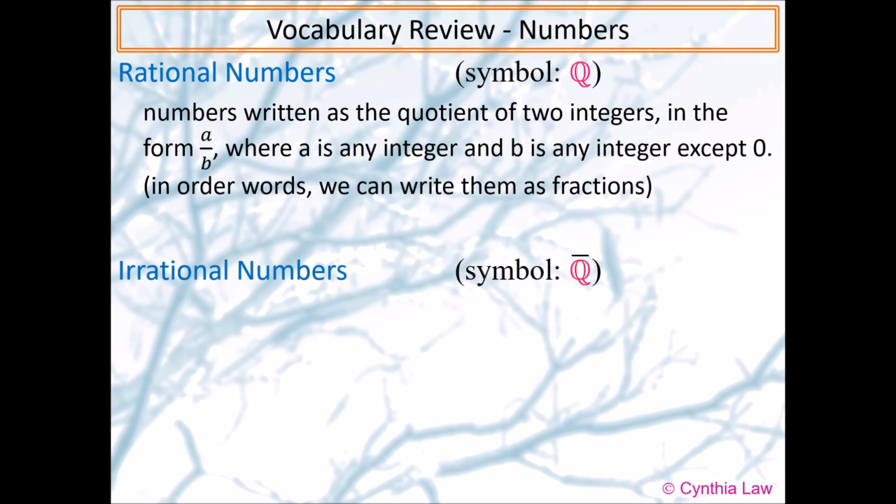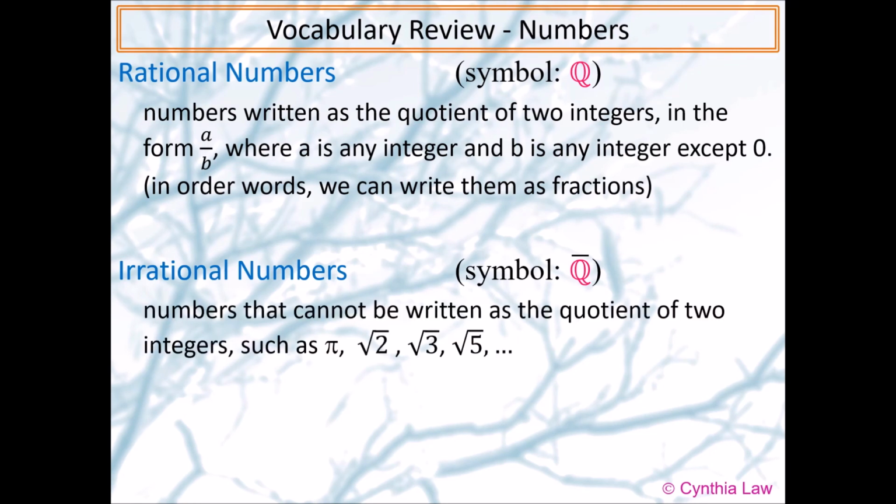Irrational numbers. They're represented by the symbol Q with a bar on top. These are numbers that cannot be written as the quotient of two integers. So some examples are pi, root 2, root 3, root 5, etc. If you enter these numbers into a calculator, you would notice that the digits keep changing and they do not repeat themselves. Whereas the rational numbers, if you type those fractions into a calculator and turn them into decimal, you will see some digits will start repeating in a certain pattern.